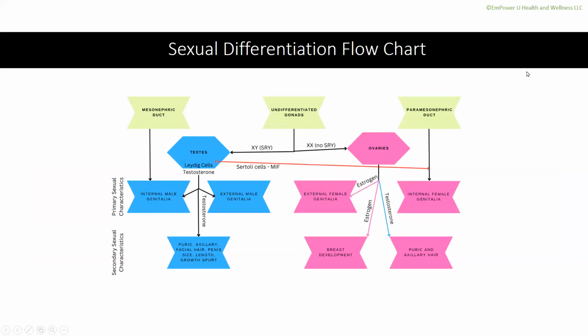If you are a flowcharty kind of person, this is talking about differentiation, what the mesonephric duct turns into, and then ovaries and testes, and essentially the hormones that can influence each of these different structures. So we have the XY SRY or XX no SRY gene. So ovaries versus testes. Our testes cells are Leydig cells versus Sertoli cells. Leydig cells secrete testosterone. You can follow through the flow chart. But this shows you primary sexual characteristics and secondary sexual characteristics.